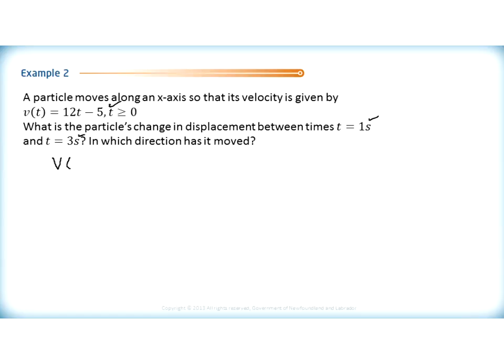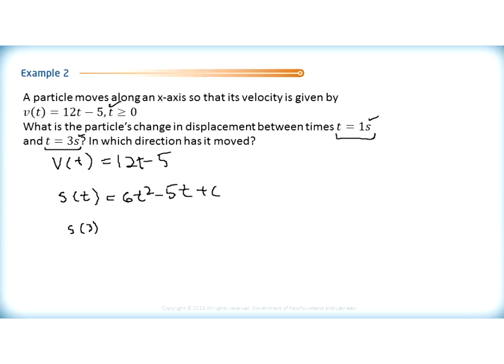So the velocity function they gave us was 12t minus 5, for positive t. So then our position function, s of t, is going to be 12t squared over 2, which is 6t squared, minus 5t plus an arbitrary constant, which we don't know and have no way to figure out. But as it turns out, we won't care, because we want to find the change in position, where do we start and where do we end up? So that's our change in displacement between these two times. So we're actually looking at finding s of 3 minus s of 1. So let's see what that is.